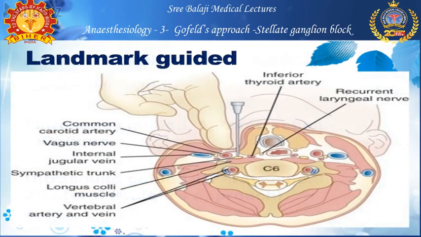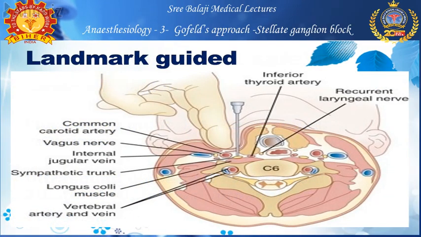So let's have a look at the oldest technique, the landmark guided technique. What we usually used to do is place the patient in the supine position, head and neck in the neutral position, and we will extend the neck. The performer of the block would be standing in front of the patient and palpating the carotid artery. He will lateralize the carotid artery at the level of C6 and introduce the needle medial to the carotid artery. He will advance the needle until it encounters the transverse process of C6, and once it encounters the transverse process, he will withdraw the needle slightly and inject the drug.